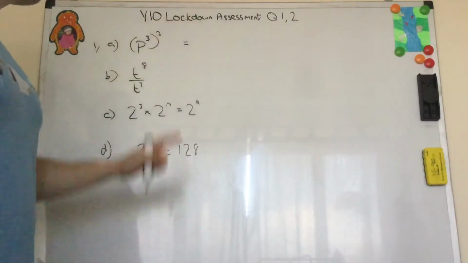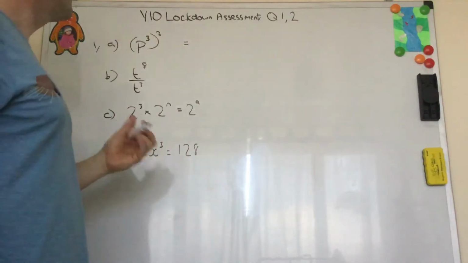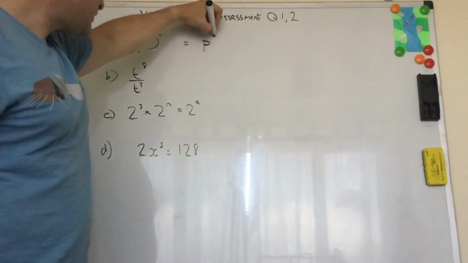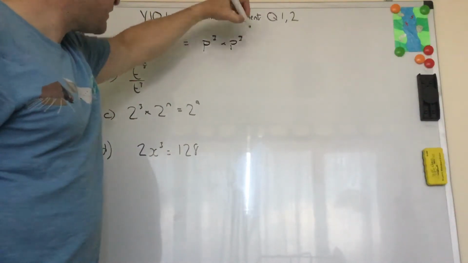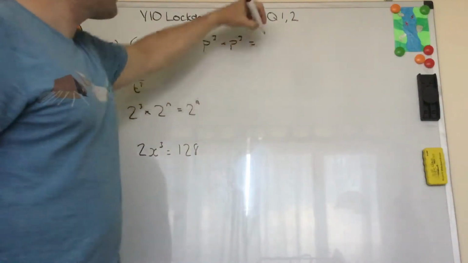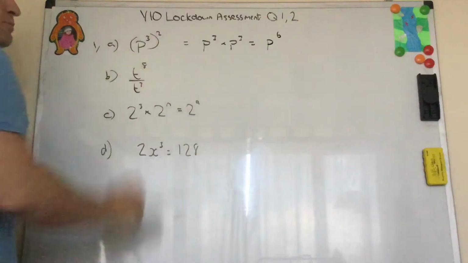And most of you remembered that if you've got brackets and indices, to get rid of them you just times the index numbers together. Okay, but if you forgot about that, you can say, well, it's p cubed squared, which is p cubed times p cubed. When we multiply with indices, we add the index numbers together, and 3 add 3 is 6. The same as if we'd done 3 times 2.